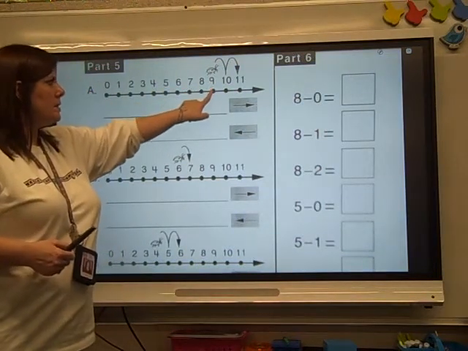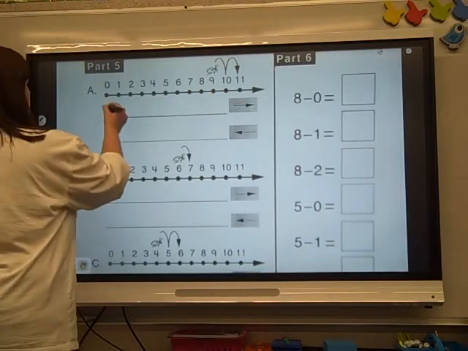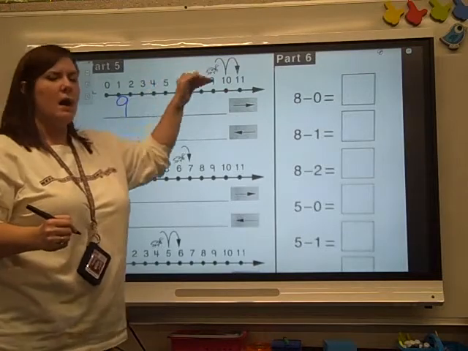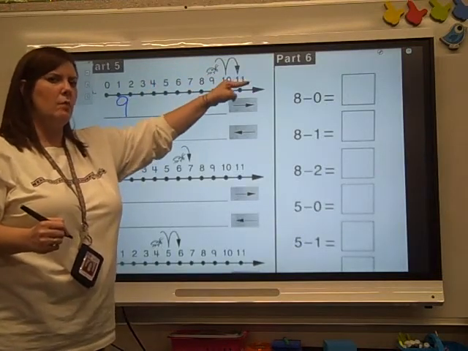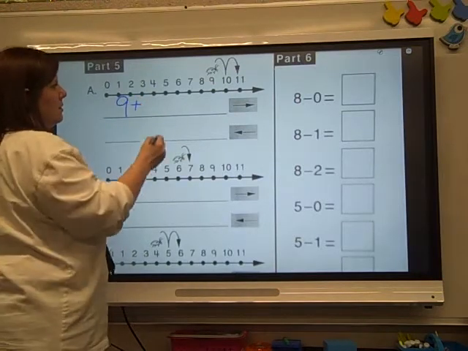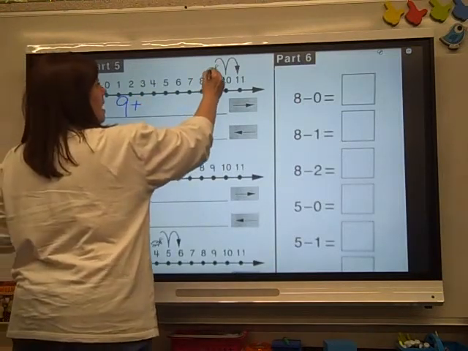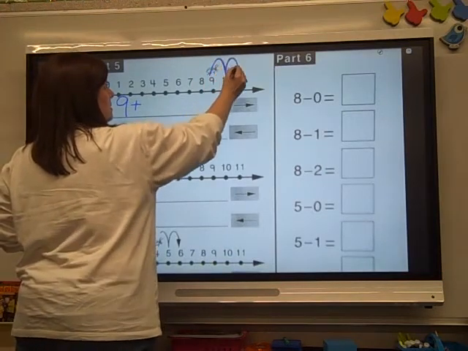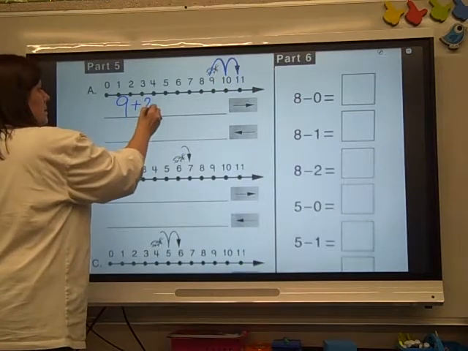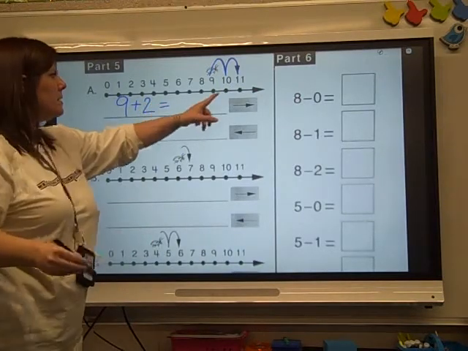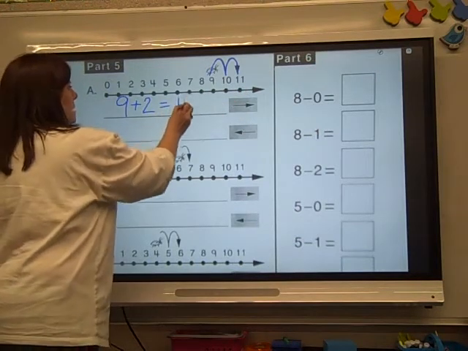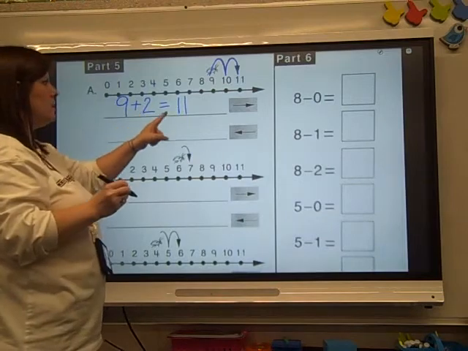Now look, where's our bug sitting? He's sitting on the 9. So let's put a 9. What direction is he hopping? He's hopping that direction. He's getting more, isn't he? So he's adding. So let's put a plus. Now, let's look. How many times did he hop? Count. 1, 2. He hopped 2 times, didn't he? Put your equal sign. Now, where did he land? On the 11. So, 9 plus 2 equals 11.